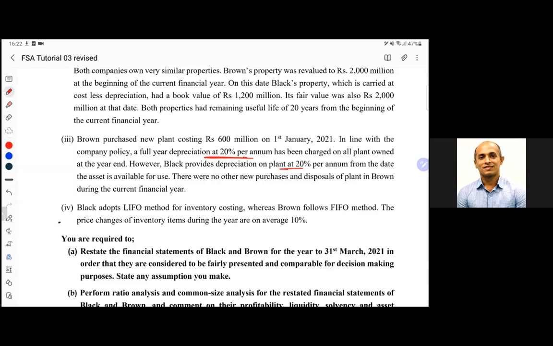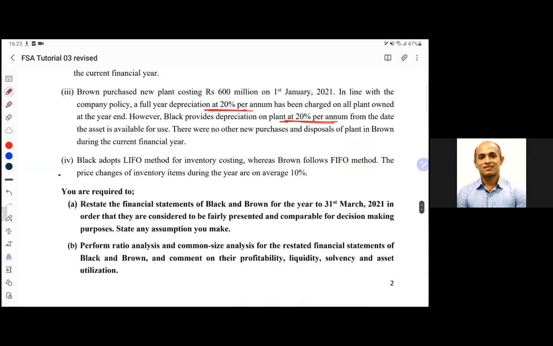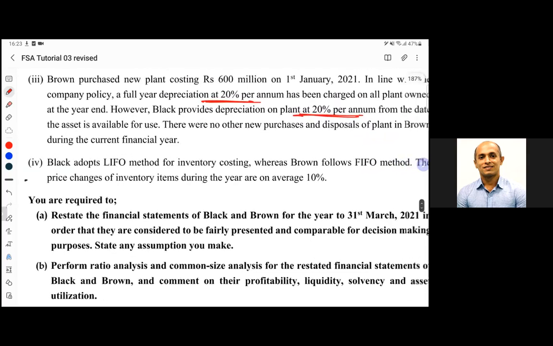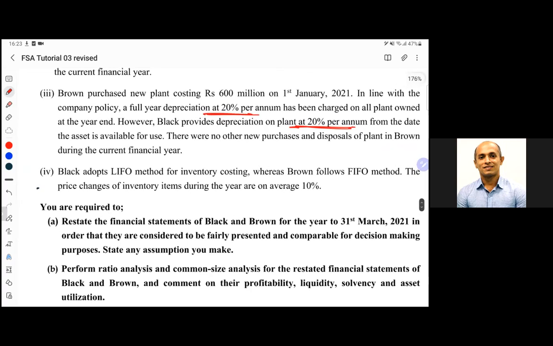Black also follows the same. Now you see the depreciation rates or useful life are the same. Then the two companies are comparable. Then the last one, additional information number 4.